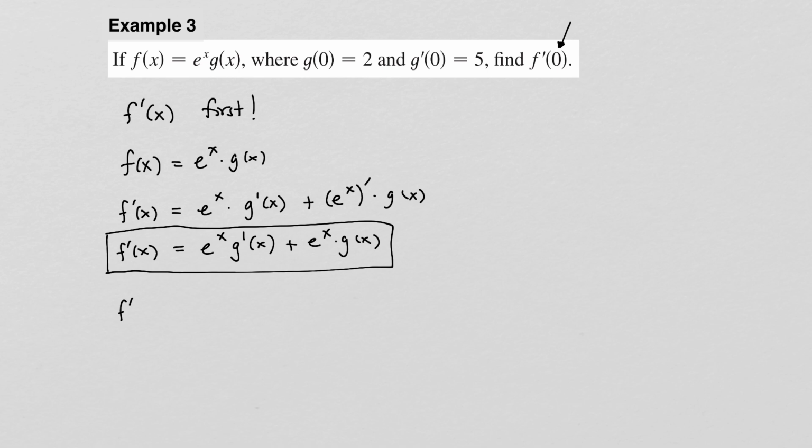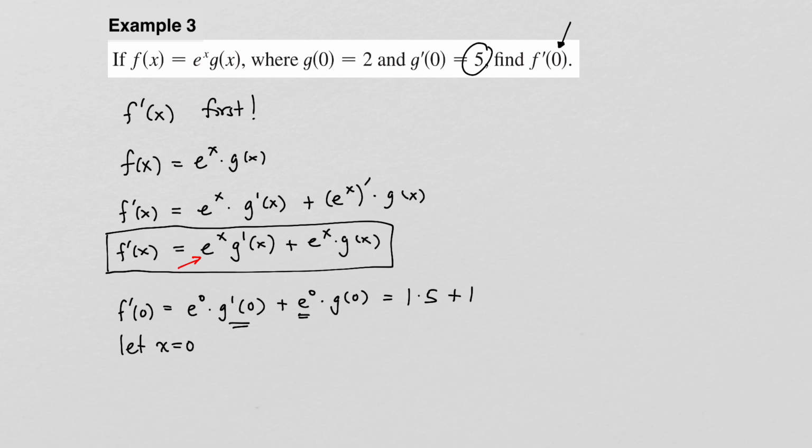Now, if I want to find f prime of 0, I simply need to let x be equal to 0 everywhere you see an x over here. So we're going to have e to the 0 times g prime of 0 plus e to the 0 times g of 0. Now, e to the 0 we know is 1, and g prime of 0 they told us was equal to 5, plus e to the 0 here again is equal to 1, multiplied by g of 0, which they told us was 2. And so this is simply 5 plus 2, which is 7.